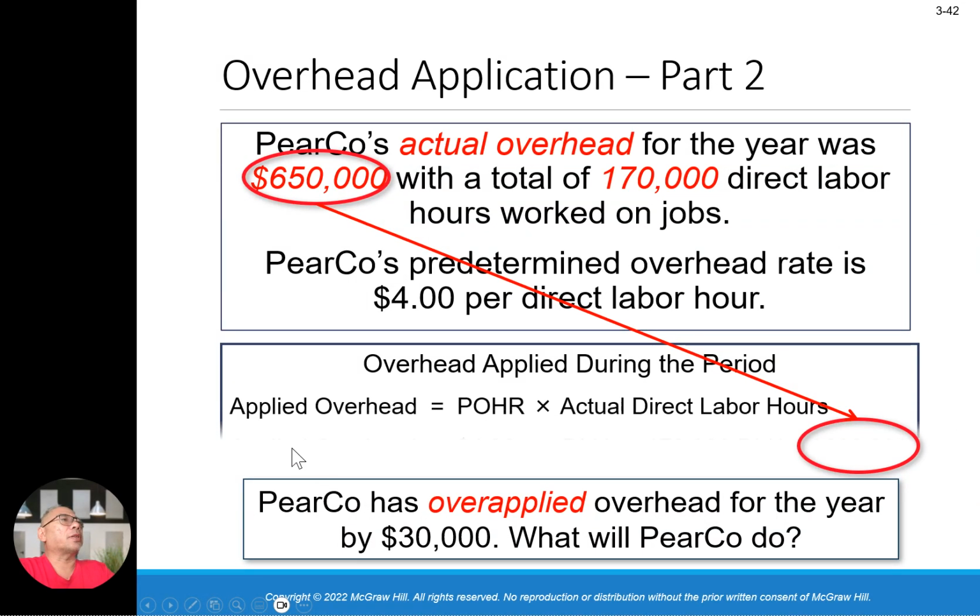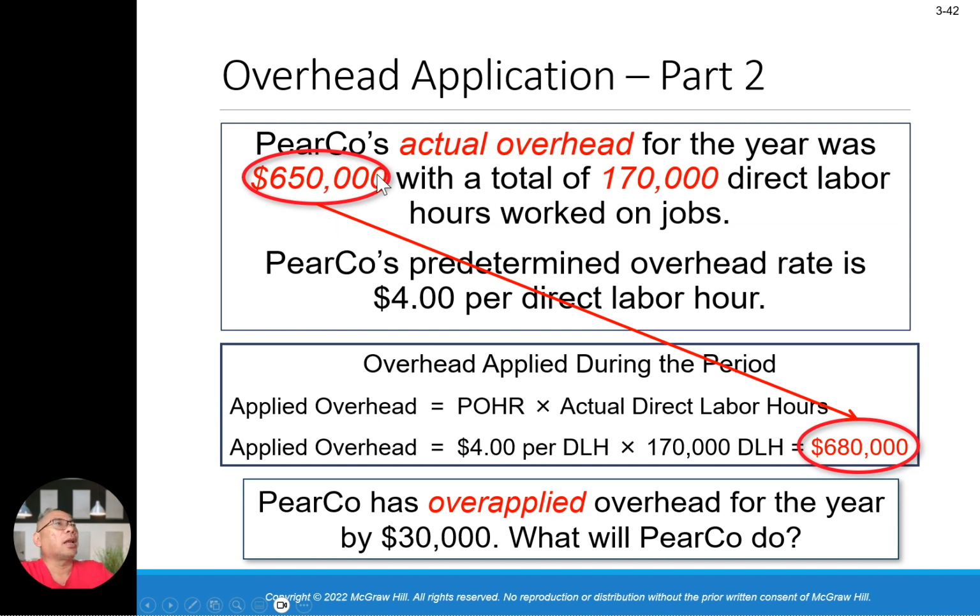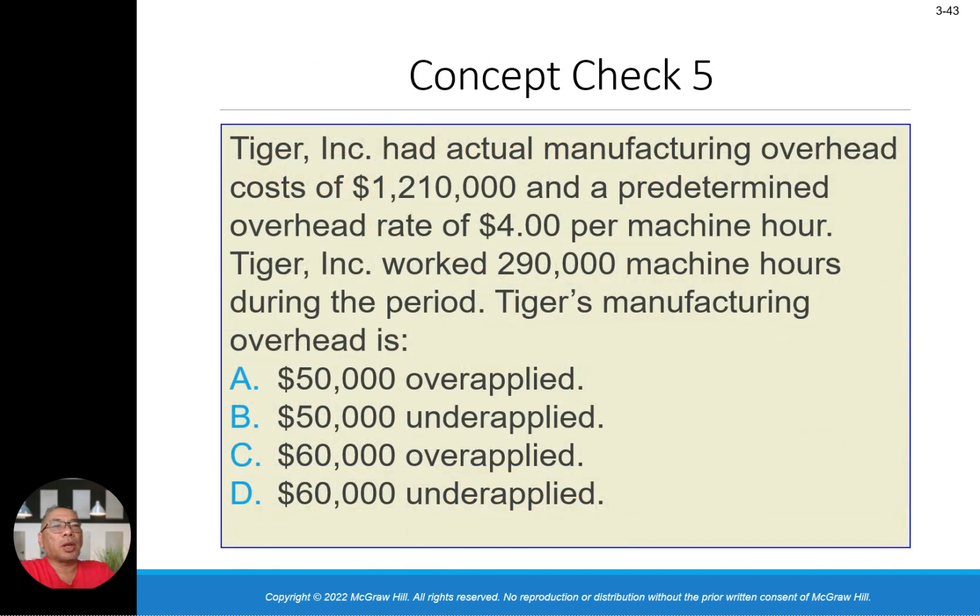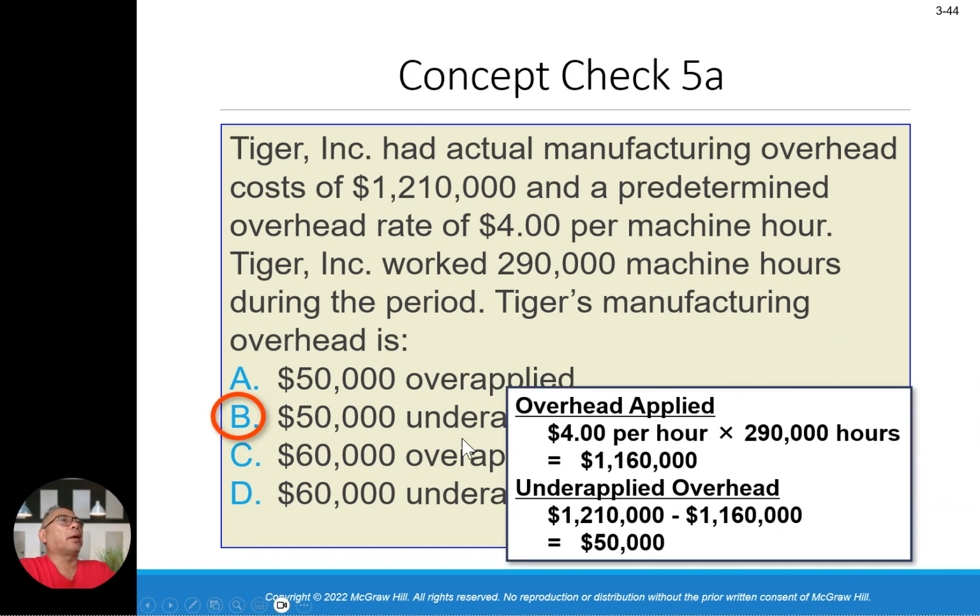Here is the difference. Okay? The actual overhead is 650, what is applied is 680. So what happens here? There's an over-apply of 30,000. What will the PeerCo do? There's an overhead applied by 30,000. When there's an overhead over-applied by 30,000, what are you going to do? You're going to apply underapply, so you're going to multiply $4.